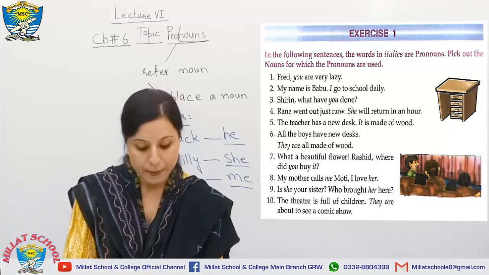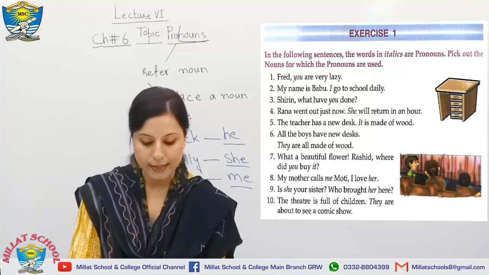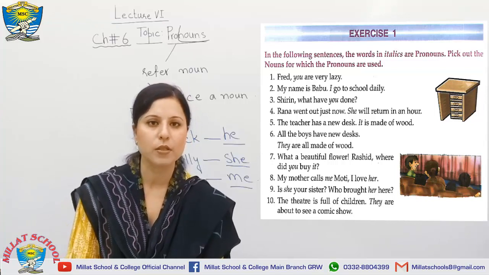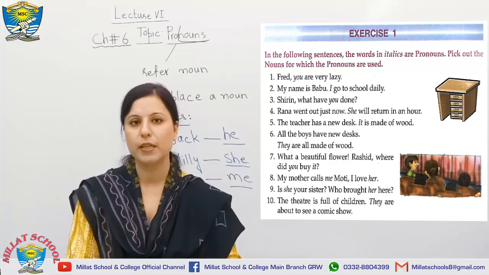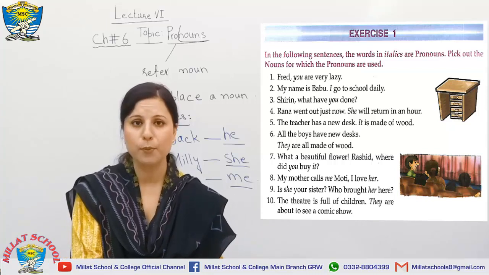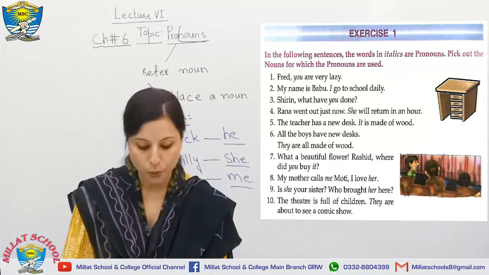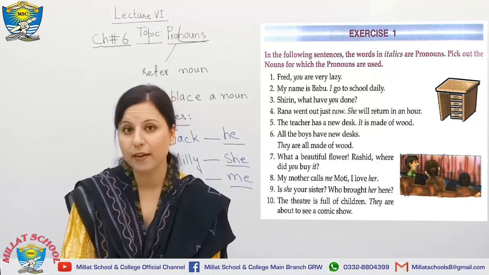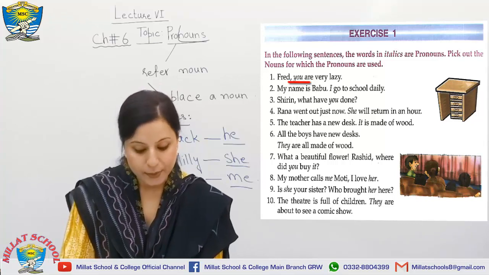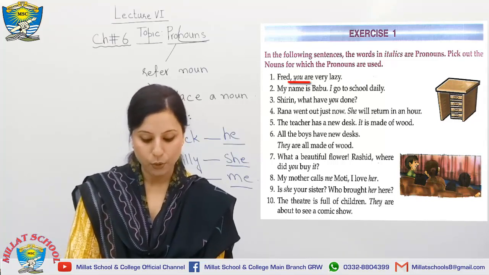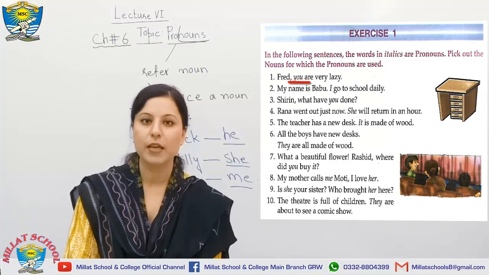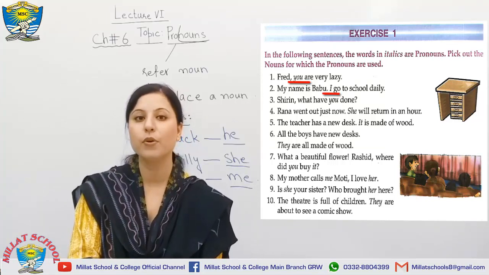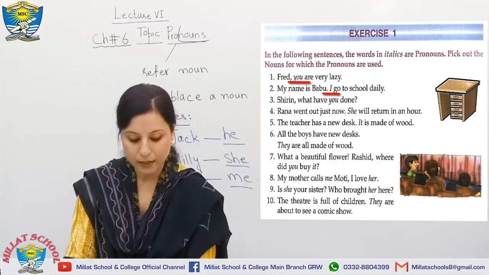It's exercise 1. In the following sentences, the words in italics are pronouns, as we have done before. In our previous lessons, we also saw that some of the things we have to select are usually in bold or in italics. So let's see. Number 1 sentence: Fred, you are very lazy. What is the pronoun here? Exactly, you is the pronoun. My name is Babu. I go to school daily. Now Babu is talking about himself, so he is the first person here, using the pronoun I. The same will be done in this way.